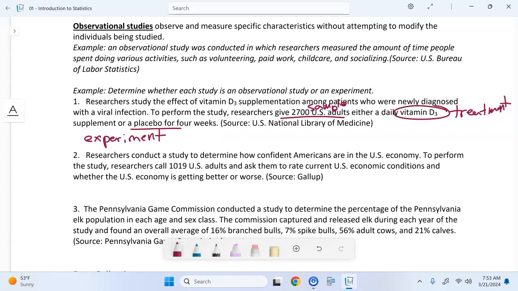Researchers conducted a study to determine how confident Americans are in the U.S. economy. To perform the study, they called 1,019 U.S. adults and asked them to rate the current economic conditions and whether it's getting better or worse.